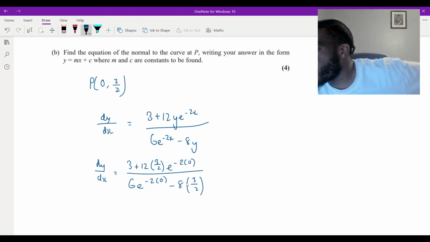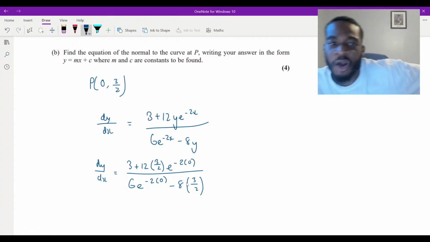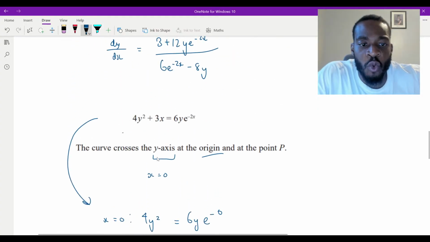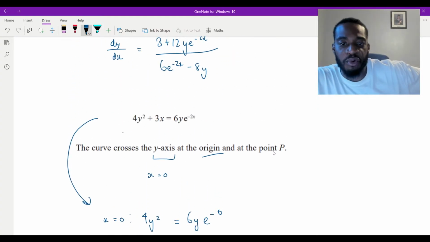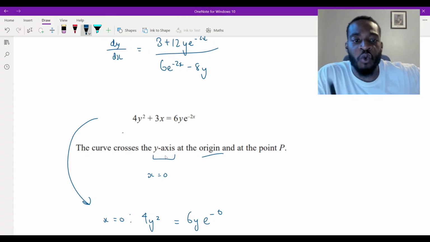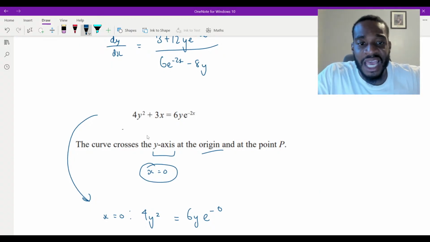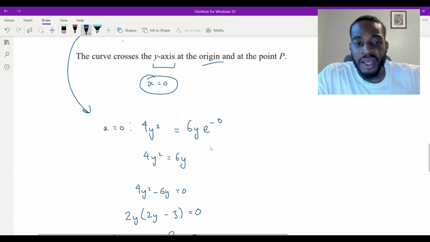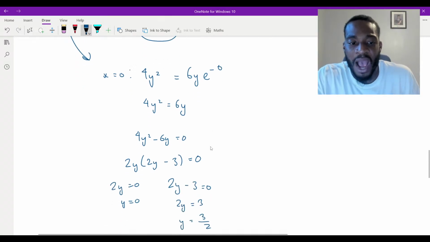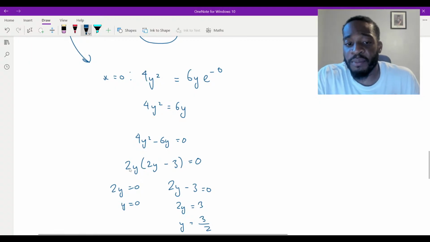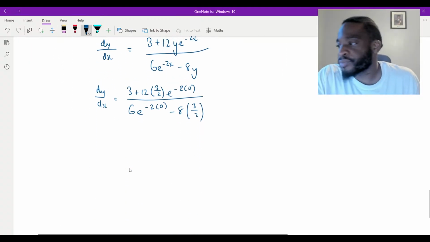And then how did I get point P? I got point P, remember, because let's read what the question said. It said the curve crosses the y-axis at the origin and at the point P. So I know that we're looking for the y-axis intersection, which is where x is 0. So I subbed x equals 0 into my original curve, right? And that eliminated x, and that gave me an equation in terms of y. We had two solutions, right? Y is equal to 0 was one of them. That is at the origin. And y equals 3/2. That has to have been the point P. Yeah? That's how I got it. Okay.